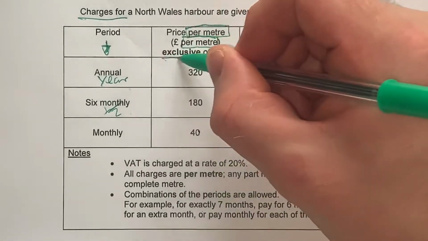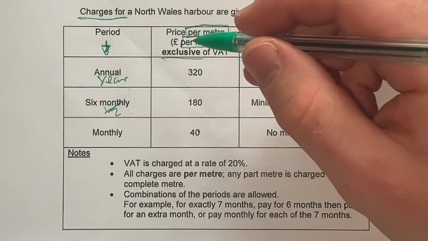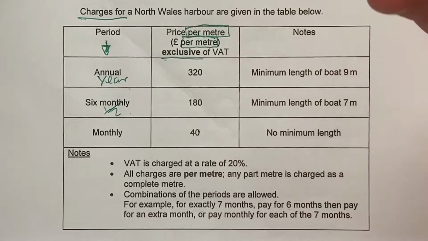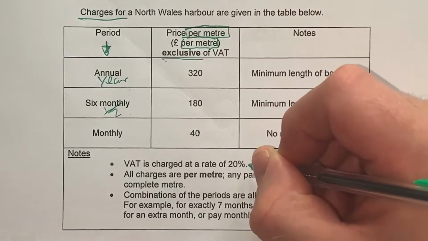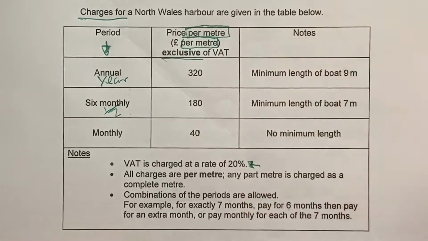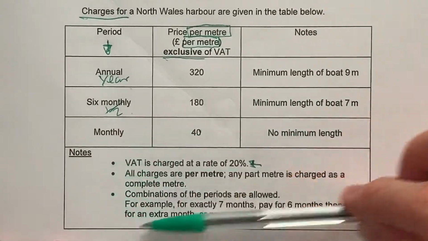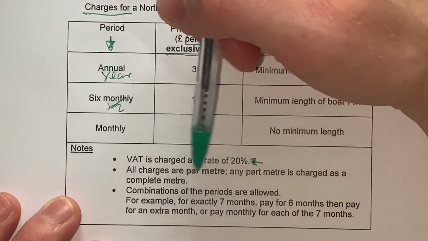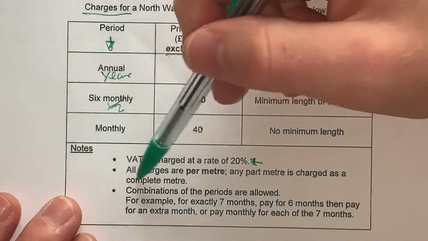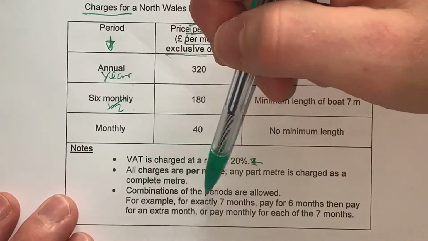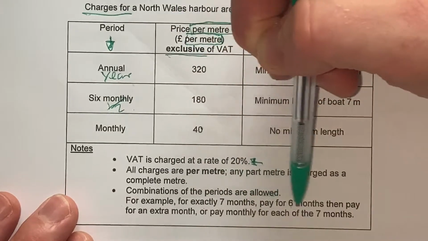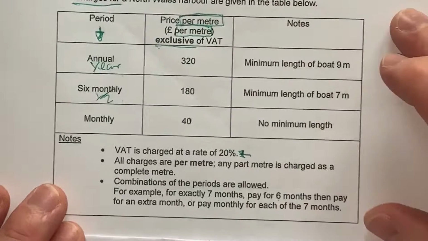The next thing says exclusive of VAT. If VAT was already on there, it would be inclusive. Inclusive includes it, so exclusive means they haven't added this 20% on, okay? If you read all of this as well, it's going to help us with the rest of the question. So all charges are per metre, which is what I already explained. And then combinations of the periods are allowed. For example, you could have 7 months, pay for 6, and then just 1 extra month, okay?